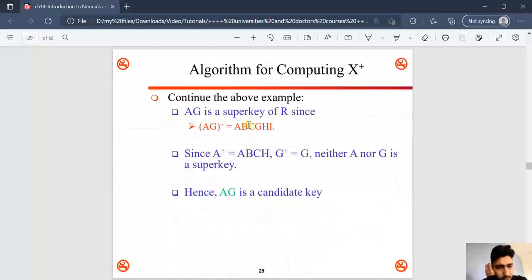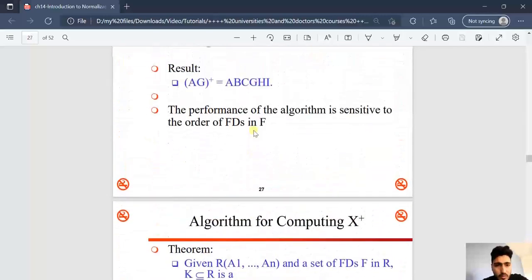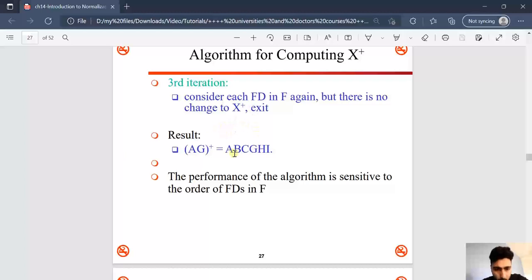Let's take an example. We have the closure of AG, which we calculated in the previous video, and it is ABCGHI, the set of all attributes in R. Because the closure of AG is the set of all attributes, AG becomes a super key.